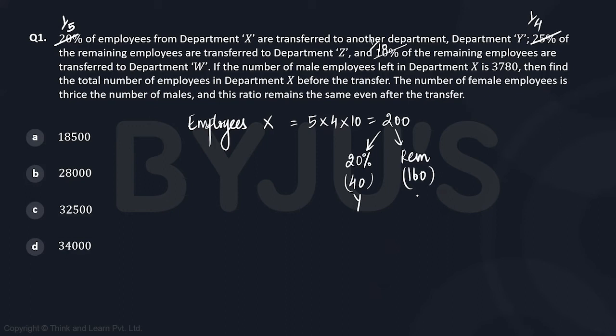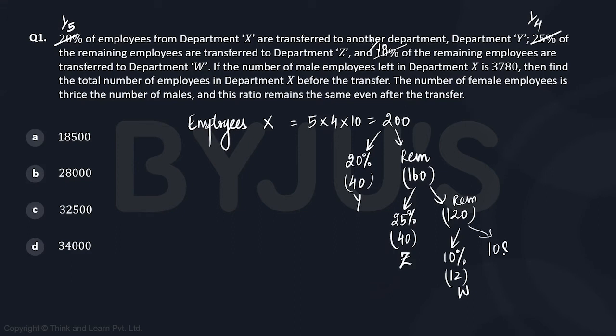From this 160, 25% means 1/4. So 1/4 of 160 is another 40. These move to Z, and the remaining will be 120. Out of this 120 remaining, 10% of the remaining employees, which is going to be another 12 employees, are moved to department W. So we are left with 120 minus 12, that is 108 employees. So it means if we start with 200, we will end up at 108 employees.